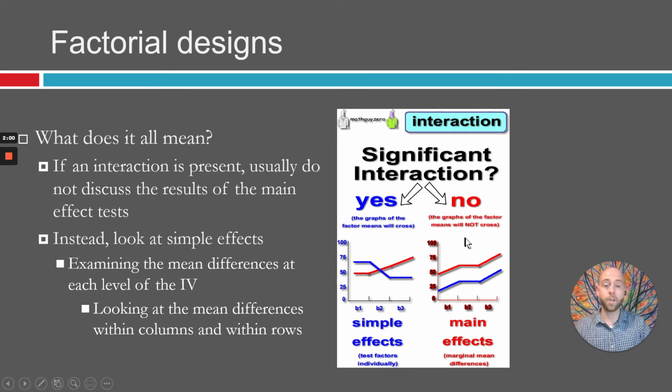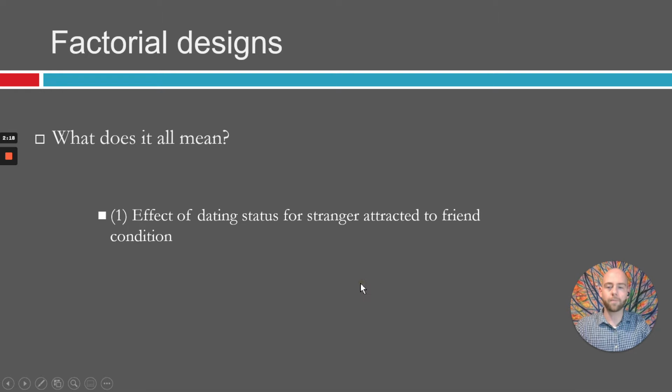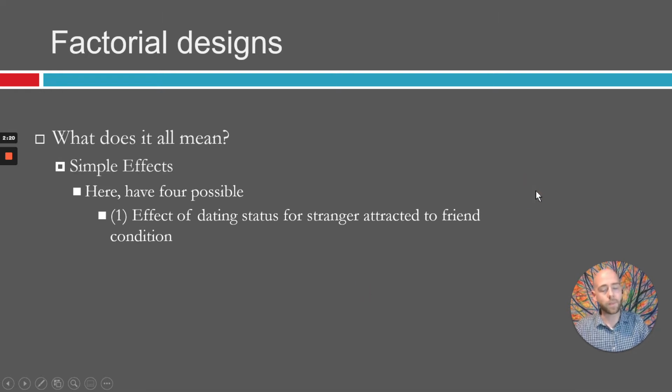If there is no significant interaction, then you would want to talk about the relevant main effects, right? You'd want to talk about the differences between the conditions of one of your independent variables that really seem to matter. But if there is a significant interaction, again, you want to do something different. We're going to talk about looking at simple effects. So what are simple effects? Well, they're just looking at the mean differences of relevant cells or conditions in these studies.